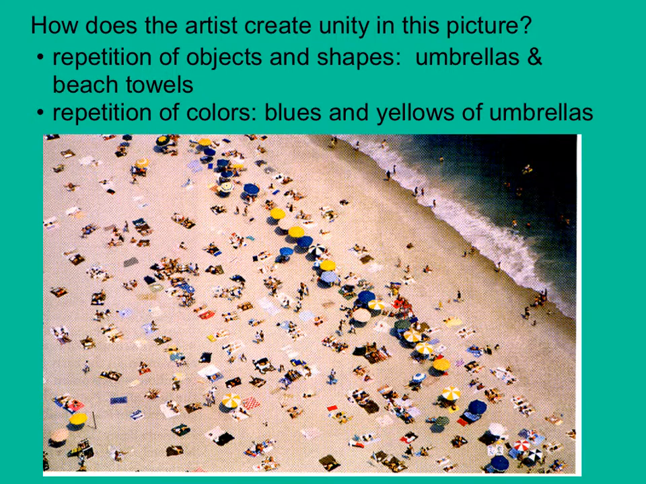The artist was able to create unity with the repetition of objects in the repeated use of umbrellas and beach towels, and also the repetition of shapes in the circular shapes of the umbrellas and the rectangular shapes of the towels. The artist also used the repetition of color, mostly in the blues and yellows of the umbrellas.